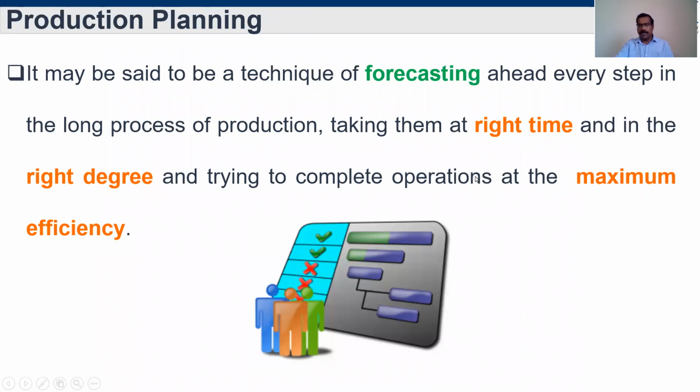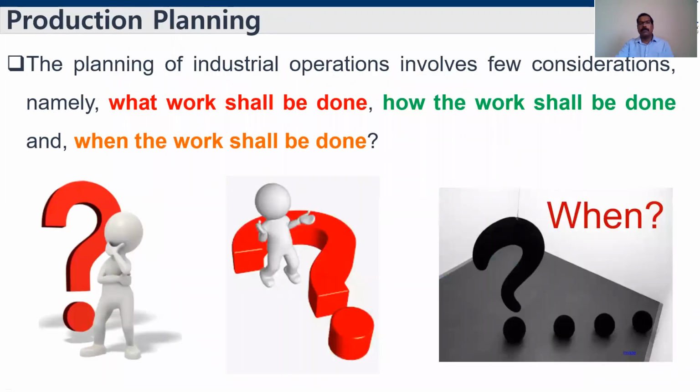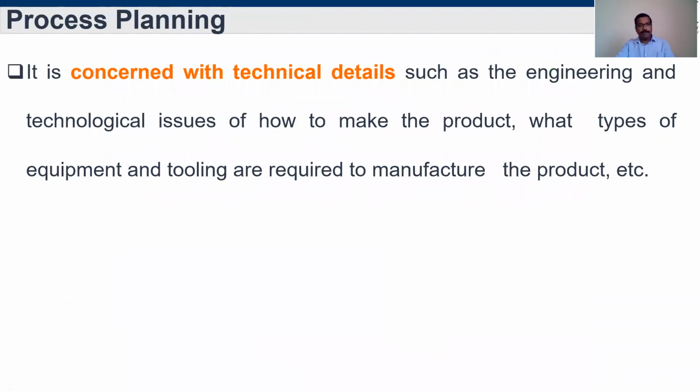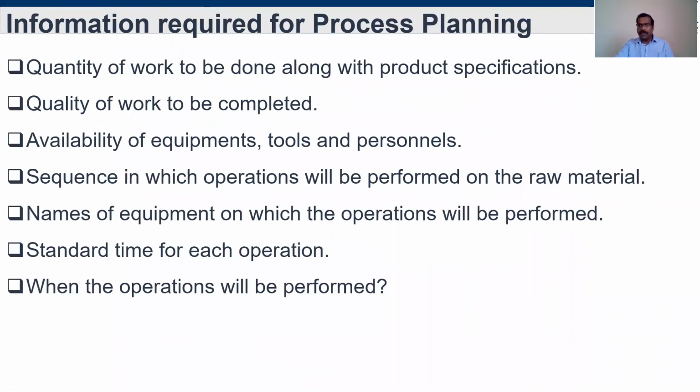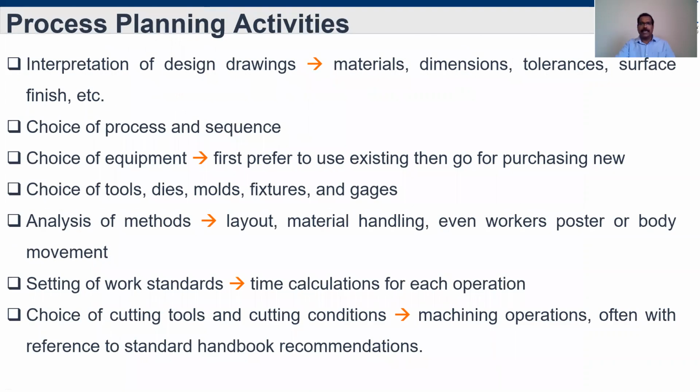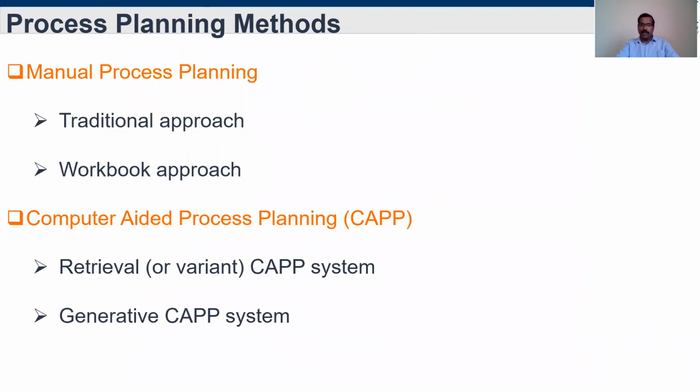What is meant by production planning and what is meant by process planning, and also what information is needed for process planning and what activities are carried out for process planning, and the methods, that is, the types of process planning, manual and computer process planning. In detail we discussed the traditional approach and workbench approach, and also we started computer-aided process planning. In that, the first type, retrieval type computer process planning, we have discussed.